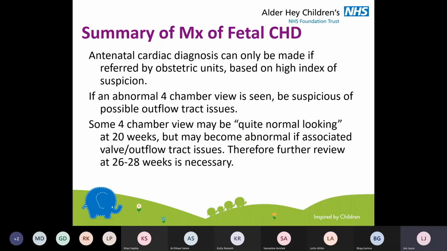So in summary, fetal congenital heart disease can only be diagnosed if it is referred to us. If we have abnormal four chambers, obviously look at the outflow tracts as well. Even if you have normal four chambers, always look at the outflow tracts. Remember that things may change with time. What may be looking normal at 20 weeks may look abnormal or more abnormal at 26, 28 weeks, or may look totally abnormal by the time the baby is born. So it's important not to give 100% reassurance at the 20-week scan if you think that it is not quite totally normal.